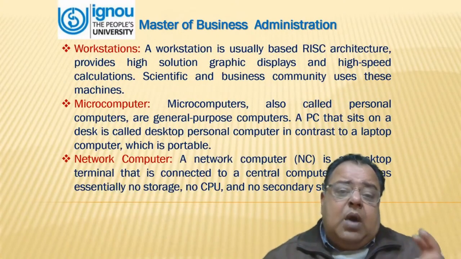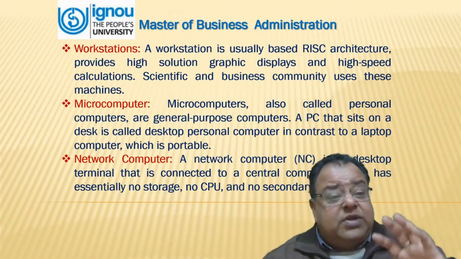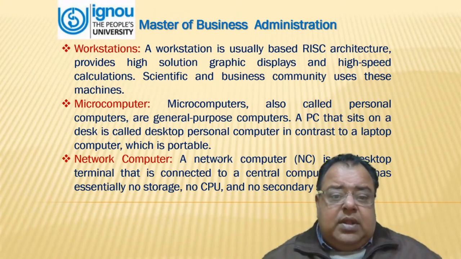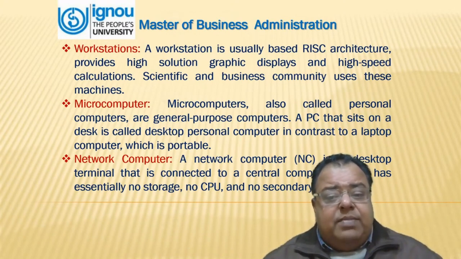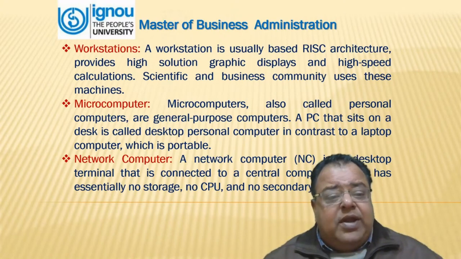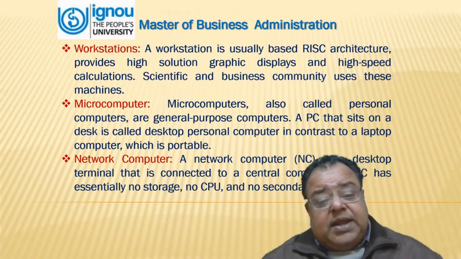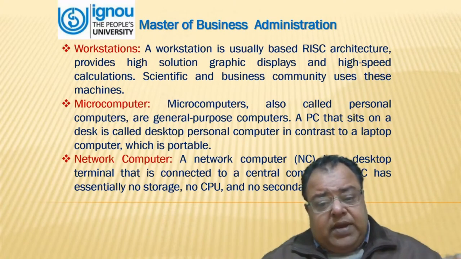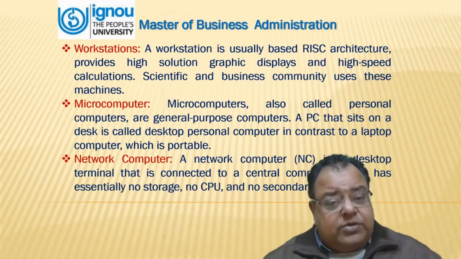Workstations. A workstation is usually based on RISC architecture, and provides high resolution graphic display and high speed calculations. Scientific and business communities use these machines. Microcomputer. Microcomputers, also called personal computers, are general purpose computers. A PC that sits on a desk is called a desktop personal computer, in contrast to a laptop computer, which is portable. Network computers. A network computer is a desktop terminal that is connected to a central computer. A network computer has essentially no storage, no CPU, and no secondary storage.